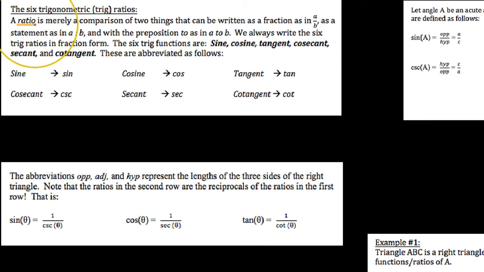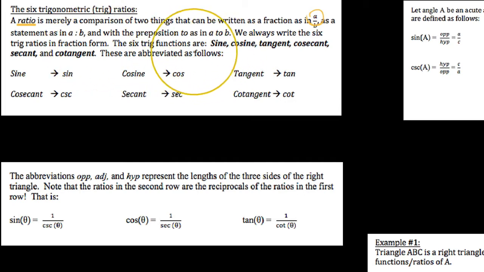When we talk about a ratio, it's really just a comparison of two things that can be written as a fraction, like a comparison of a to b would be a over b. We could also write this as a to b, but we tend to write these things in fraction form in trig a lot of the time. So we're comparing sides of a triangle, essentially.